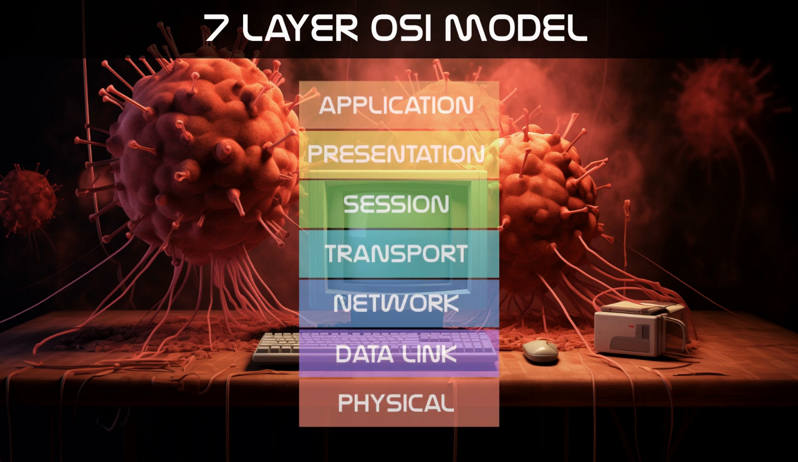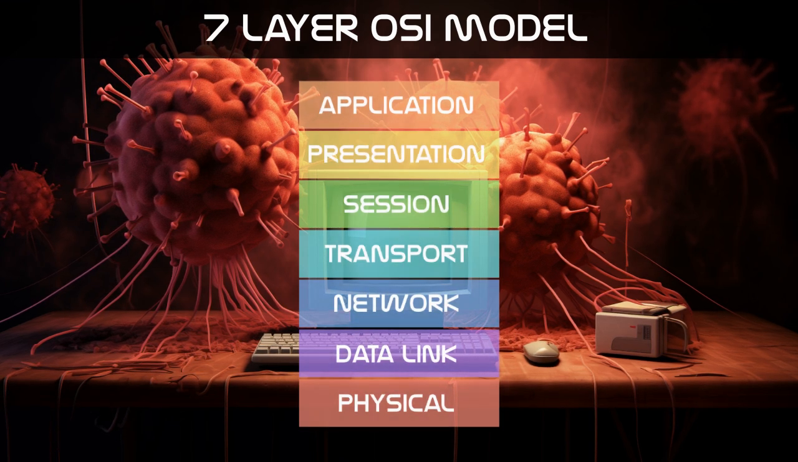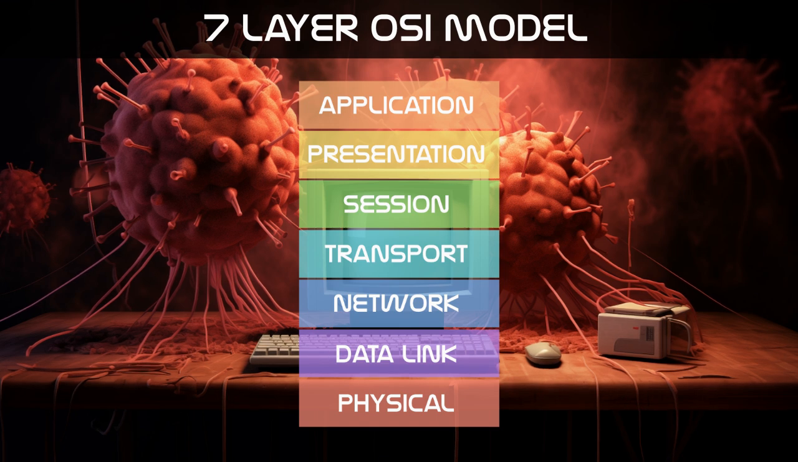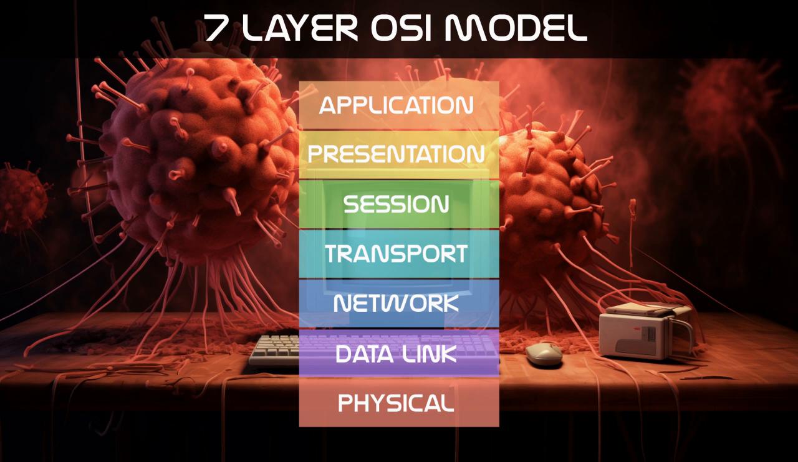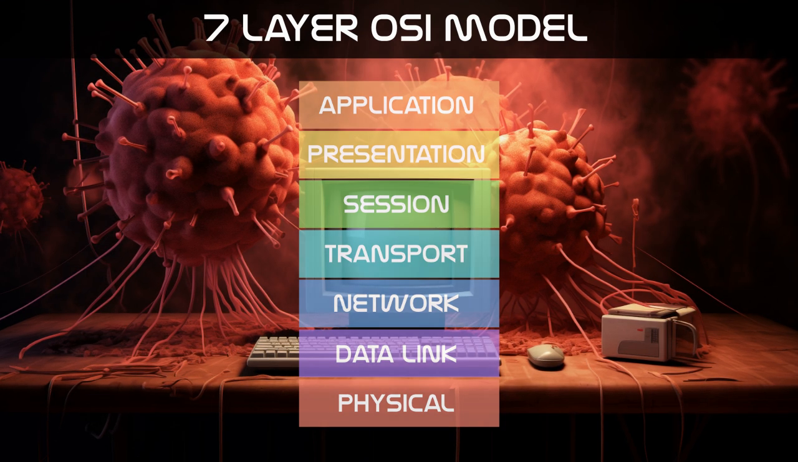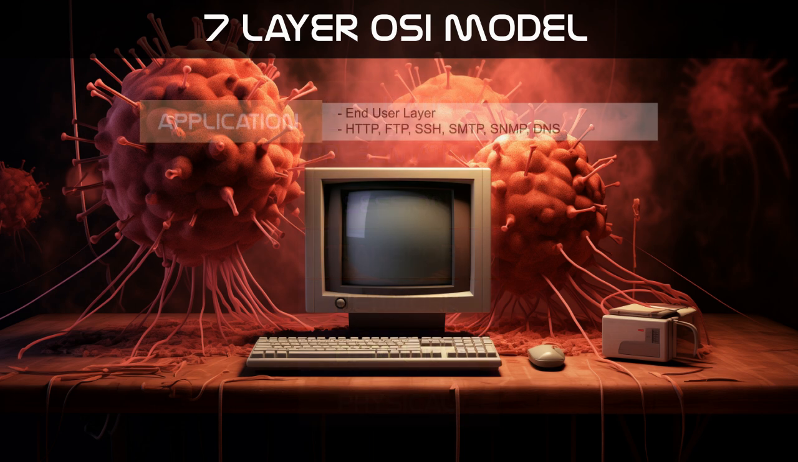Each layer has its own specific function and purpose, working together to ensure seamless communication between devices. Remembering the proper order of these layers is crucial for understanding how data travels through a network. One easy way to recall the sequence is through a simple mnemonic: all people seem to need data processing. This stands for application, presentation, session, transport, network, data link, and physical layers.